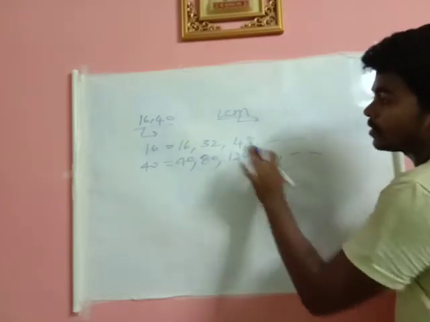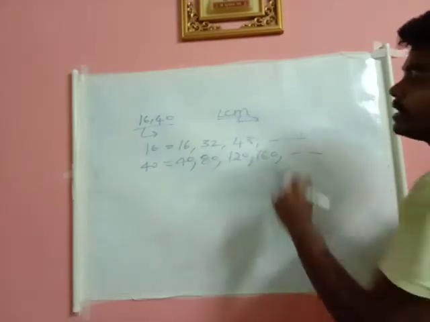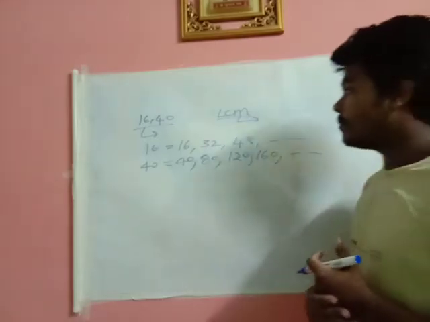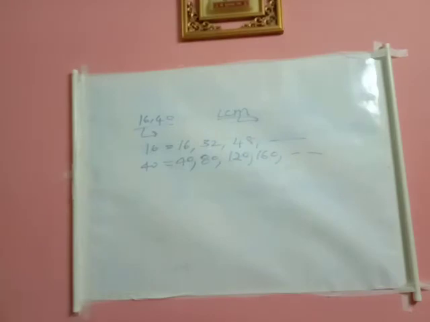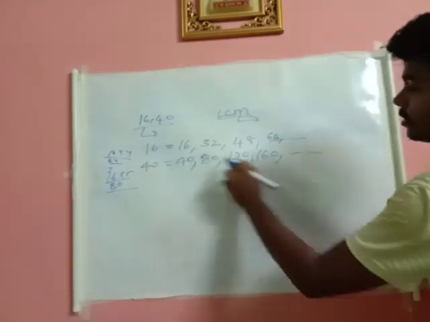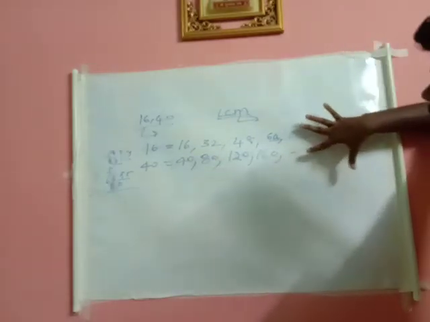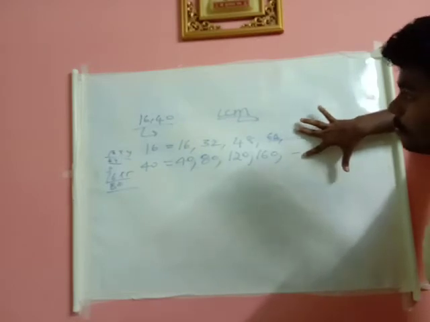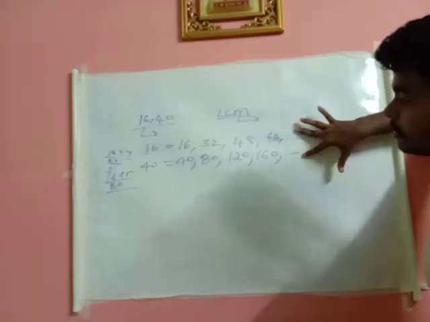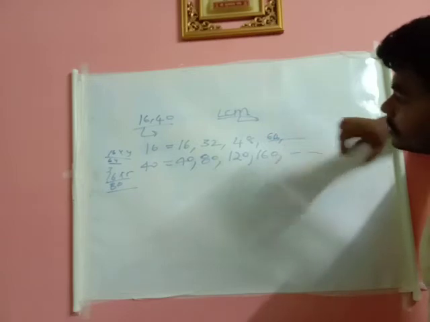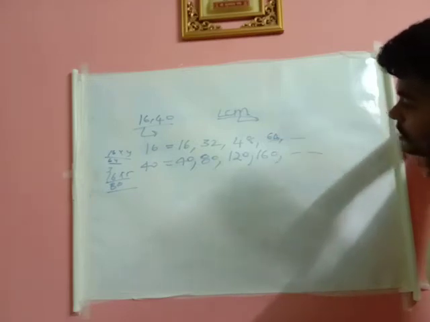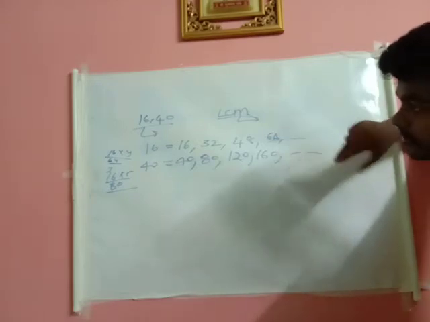So these are the multiples: 40, 80, 120, 160. Now let me try to get my common multiples. Is there any common multiple of 16 and 40?